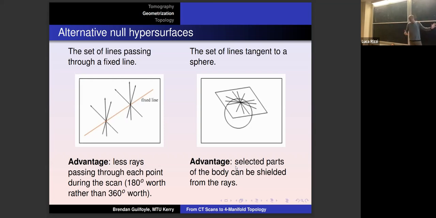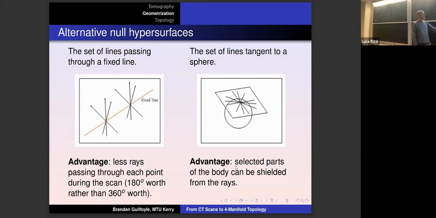Again, these are theoretical advantages in that fewer rays will pass through each individual part of the body, so you get less radiation. If you could make a CAT scan that wasn't barrel shaped, but actually used all the rays through a line, if you could find some source for such a thing, you could reduce the amount of radiation that someone is exposed to. That's one potential interest. The other you could do is use the set of lines tangent to a sphere. It wouldn't have to be a sphere, it could be any convex body. That's also a three-dimensional null hypersurface with respect to this metric.